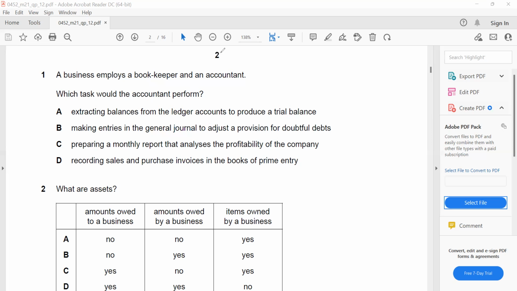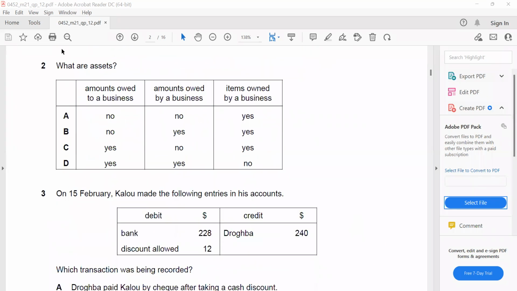Now let's move on to the second question. What are assets? An asset is something that belongs to the business or is owed to the business. An amount owed by a business is a liability. An amount owed to the business is an asset. An item owned by a business is like a non-current asset. So they want an asset, and the answer should be C.